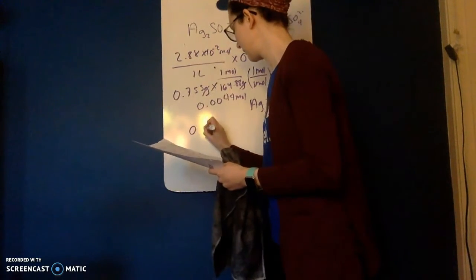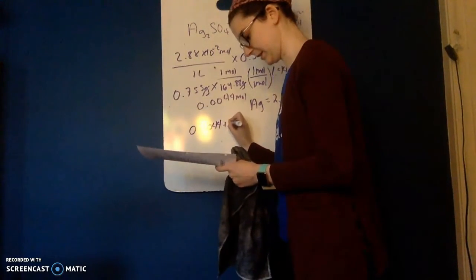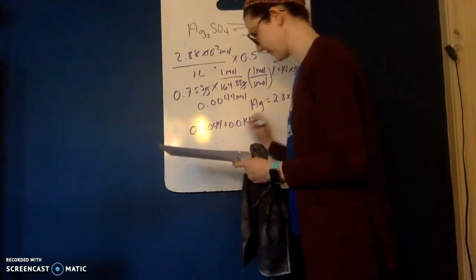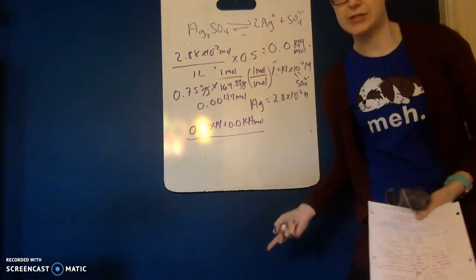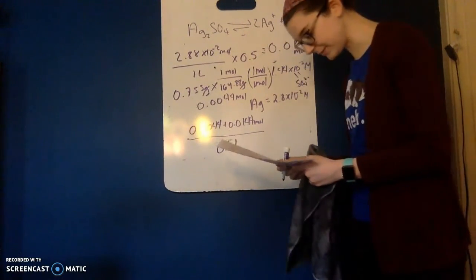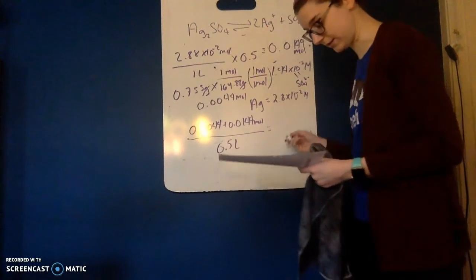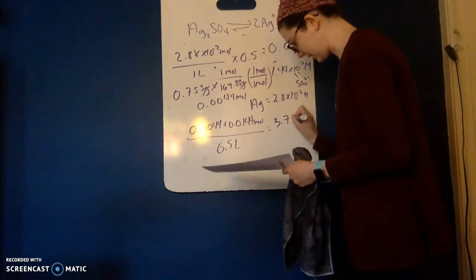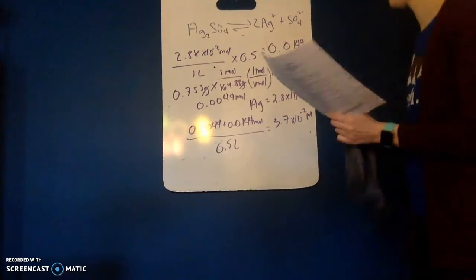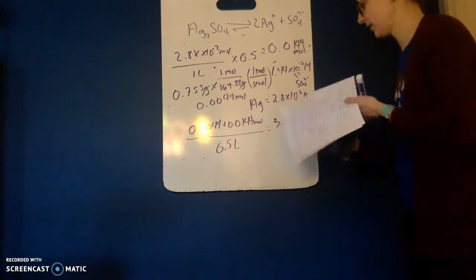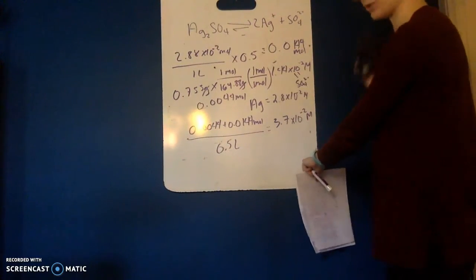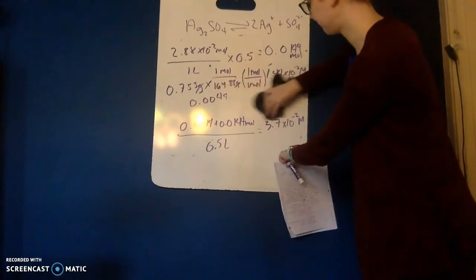Now I'm going to add these 2 moles of silver together. So I have 0.0044 plus 0.0144 moles divided by the total volume of the solution, which they say stays the same. So that's 0.5 liters. And that gives me a concentration of silver ions of 3.7 times 10 to the negative 2 molar. So that is my new concentration of silver. Okay, now I'm going to go back here. So it did increase from 2.8 times 10 to the negative 2 to 3.7, which is what you expect when you add silver to the solution.